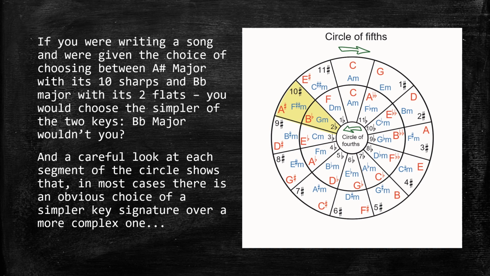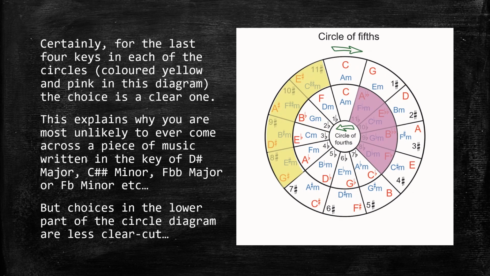And a careful look at each segment of the circle shows that in most cases there is an obvious choice of a simpler key signature over a more complex one. Certainly, for the last 4 keys in each of the circles, coloured yellow and pink in this diagram, the choice is a clear one. This explains why you are most unlikely to ever come across a piece of music written in the key of D sharp major, C double sharp minor, F double flat major, or F flat minor, etc.